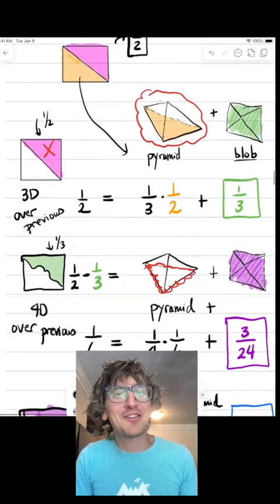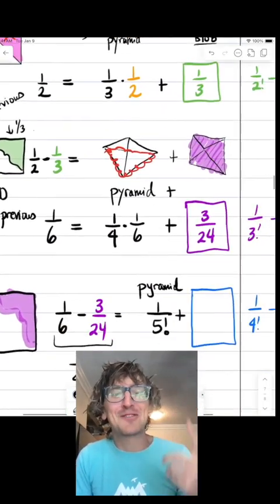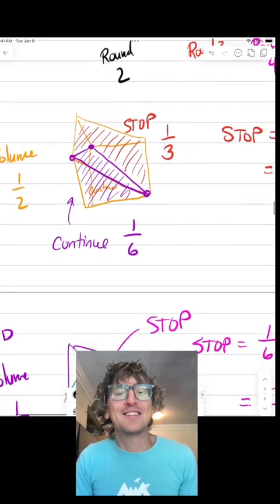Hey guys, why was I calculating all of these pictures and numbers? What's going on? And why does it say stop and continue? Let me tell you about it.